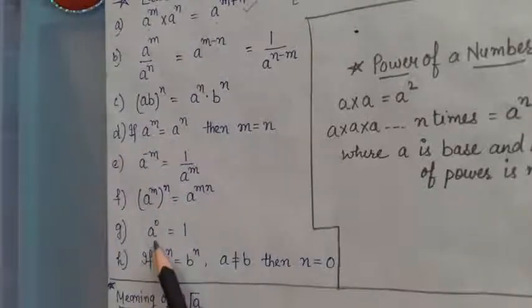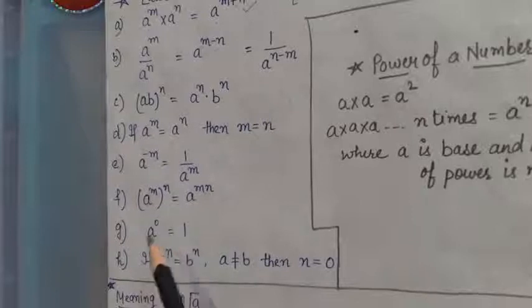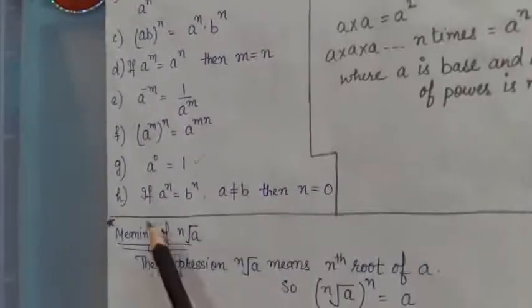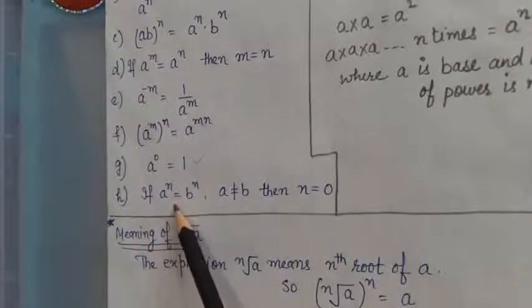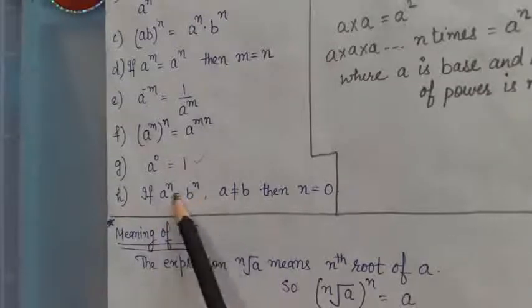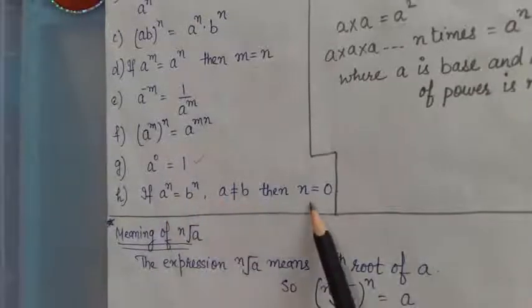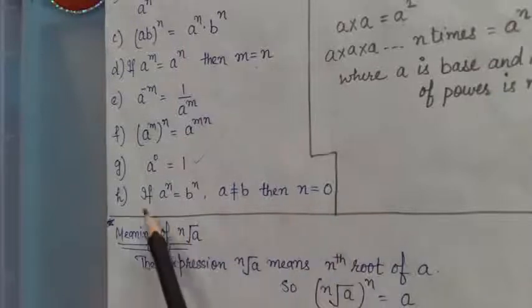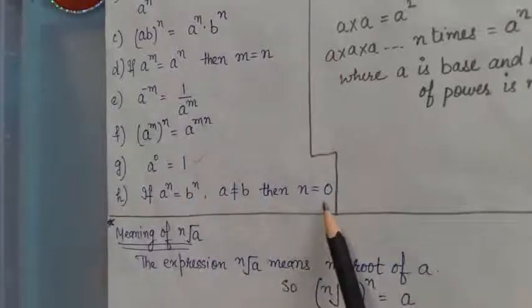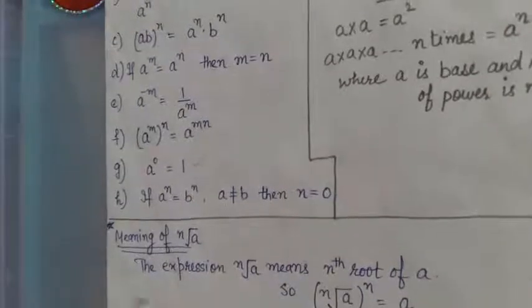Next is if you have a raised to power 0. If you have any value raised to power 0, then the answer is always 1. Next is if a raised to power n is equal to b raised to power n. Now base is not equal but powers are equal, then n is equal to 0. If base is not equal and powers are equal, then n is equal to 0.